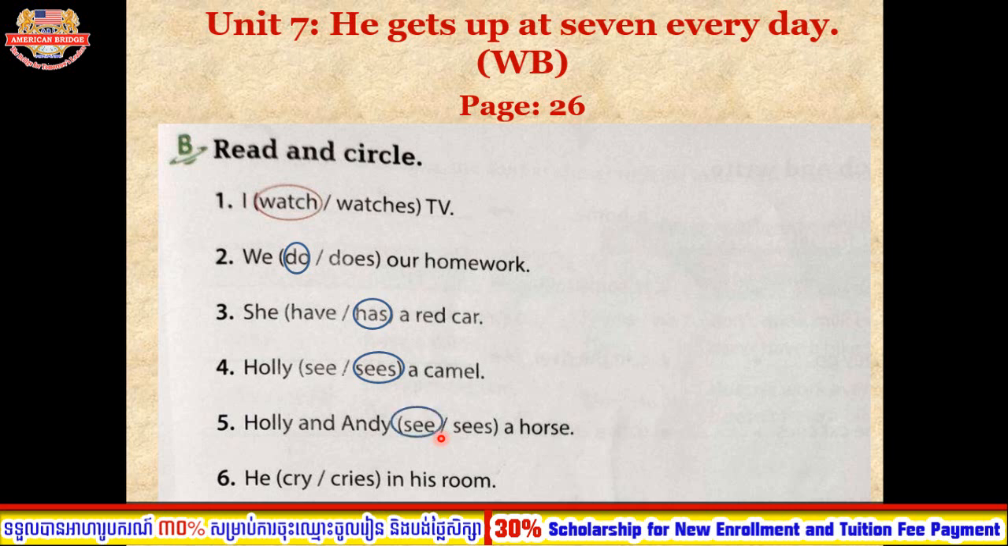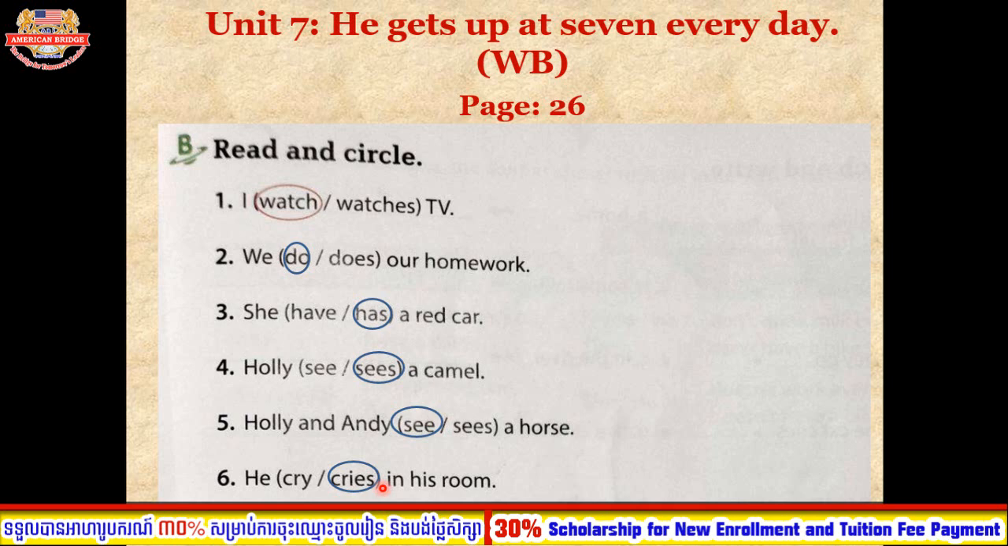Good. The last one, number 6. He cries in his room. With he, do we use the original verb like this, or the verb with IES like this? Good, the verb with IES, because he, she, it, we use the verb that has IES, based on the rule. Got it? Good. Okay, so everyone, have you got the right answer? Okay, so I hope so. So do not waste the time.